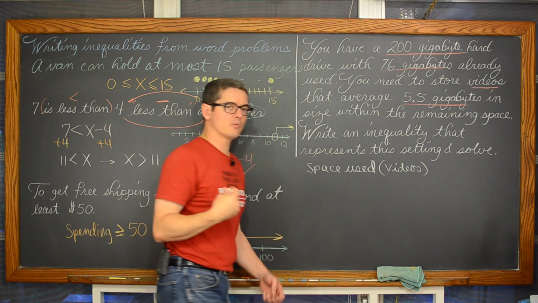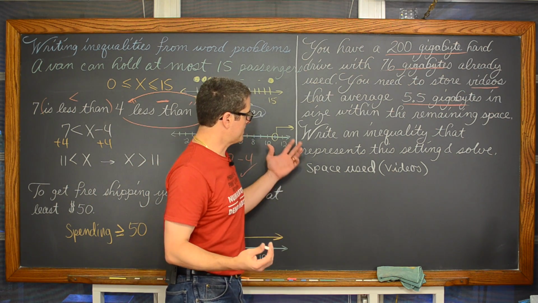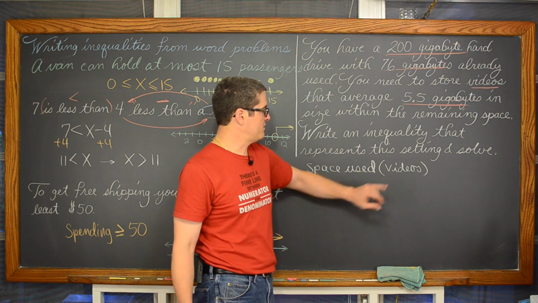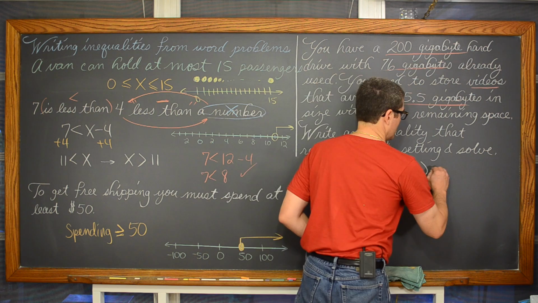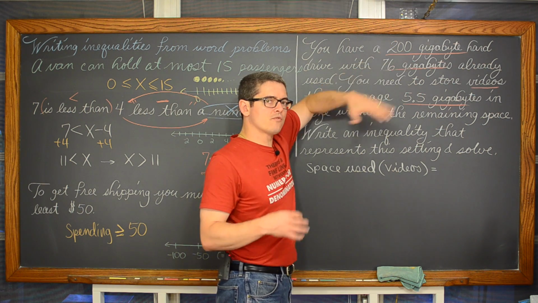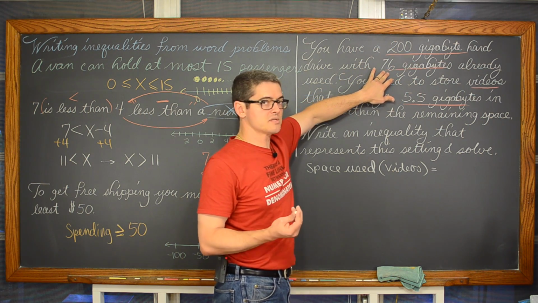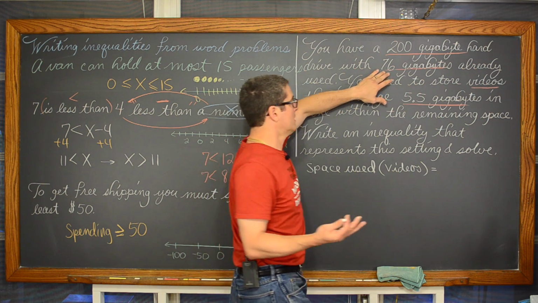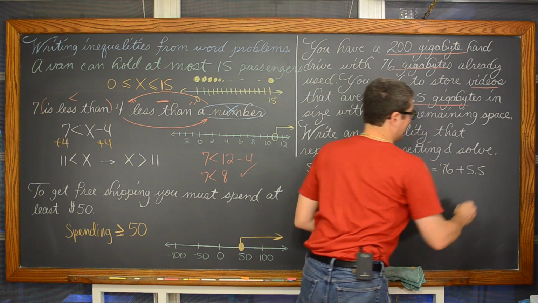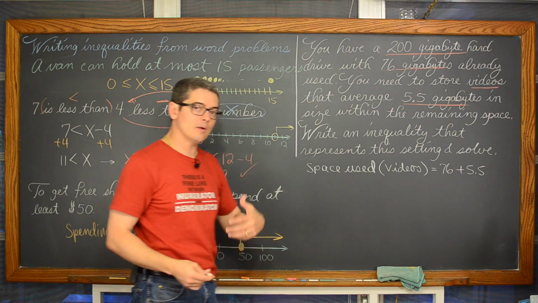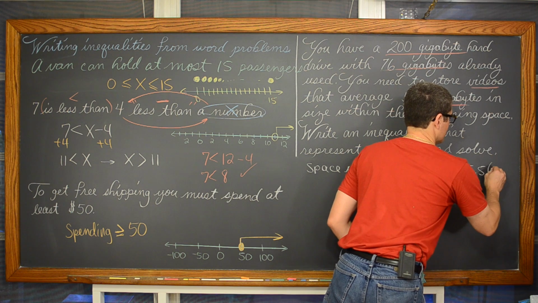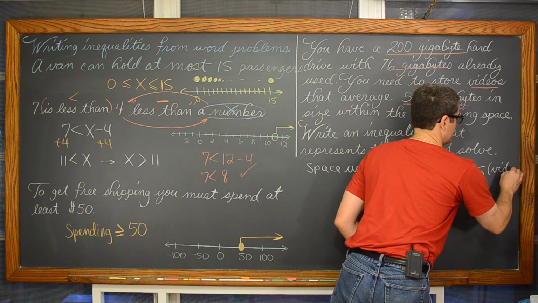I'm using words, but I'm really using function notation as well. I'm going to just call it function S for space, and my independent variable is V for videos. My space used is equal to, well, now the 200 is the overall storage, and I'm going to use that in a minute, but right now what's been used? The 76 gigs that are already on the hard drive. And then to that, we're going to add 5.5 gigs of space used for every video I put on. So every video, more and more, 5.5 on average for each one of those. So the 5.5 is the value that is going to be repeated.